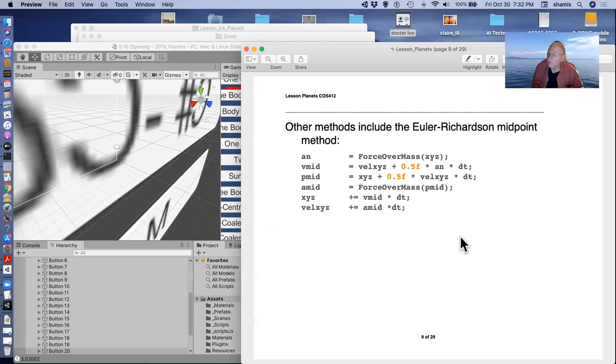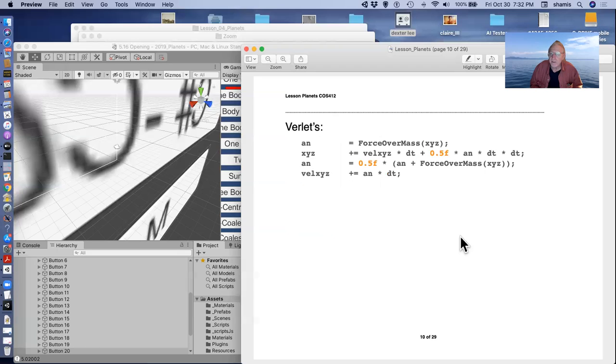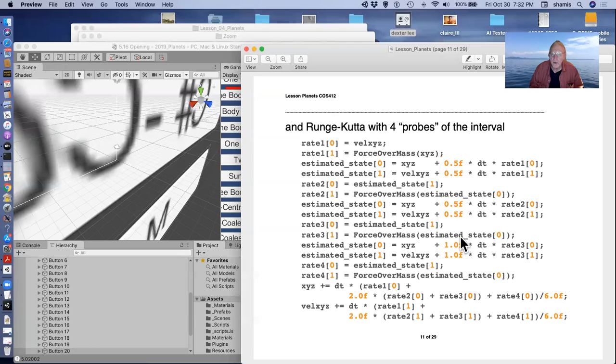There's also an Euler-Richardson method that kind of uses the midpoint. And there's Verlet's, which we'll probably use later on, and I won't go through any of how this stuff works. Oh, and there's also Runge-Kutta, which is kind of a little more complicated.